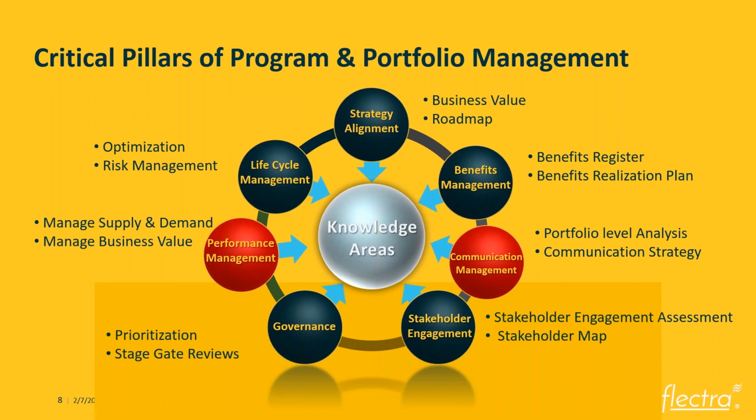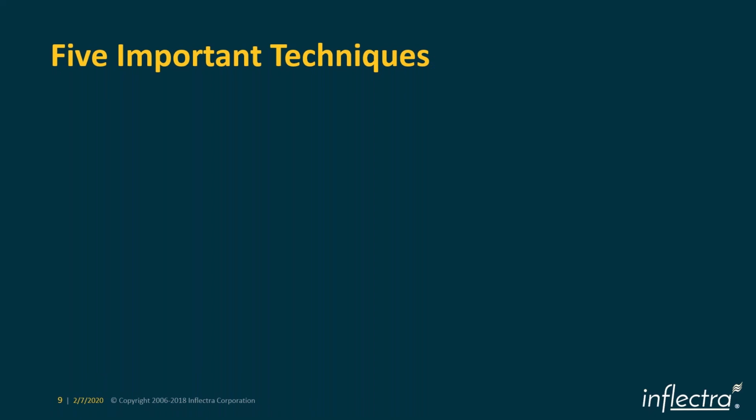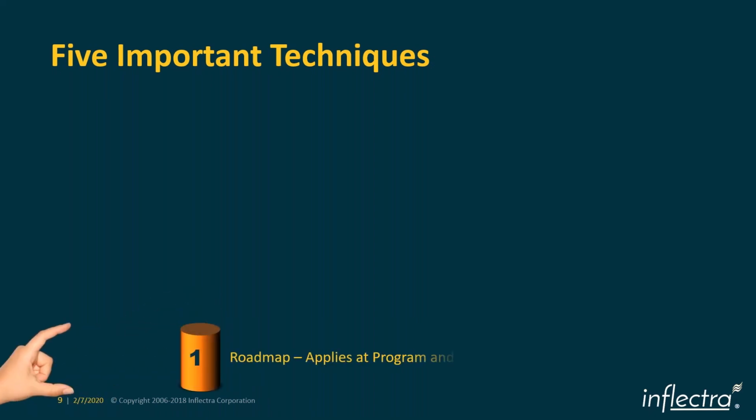And a few techniques I'm going to pick right from here and say, okay, these are the top 5 techniques that in my experience I have found to be really useful, depending upon the complexity of the project or the program or the portfolio that we are trying to work on. So what are those 5 important techniques at this point? So when you look at them, the first technique is going to be the roadmap. It applies at the program and portfolio level.